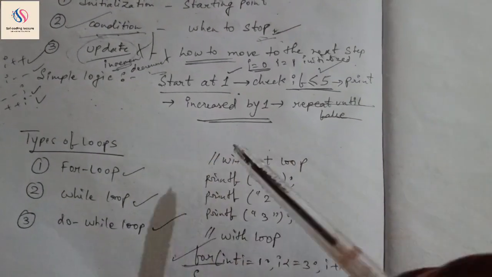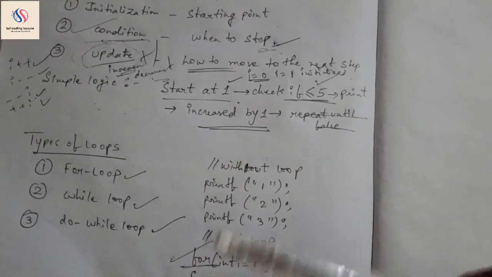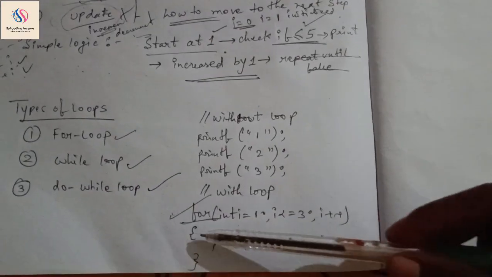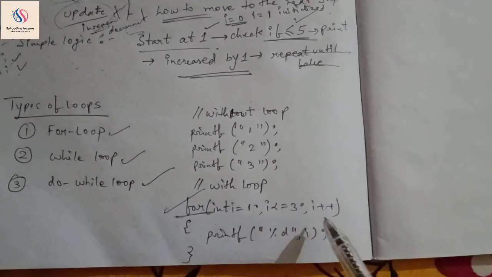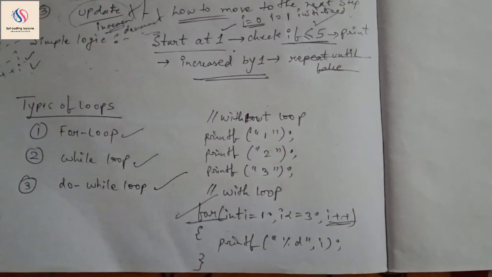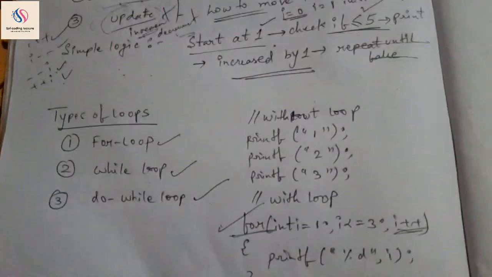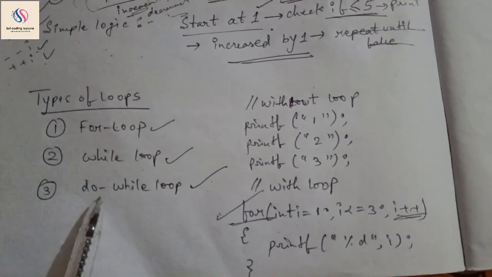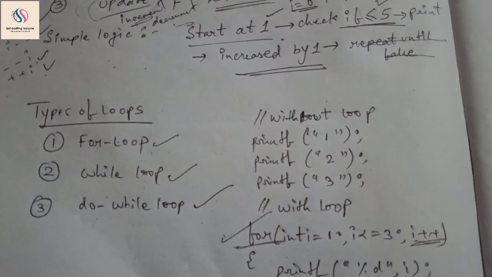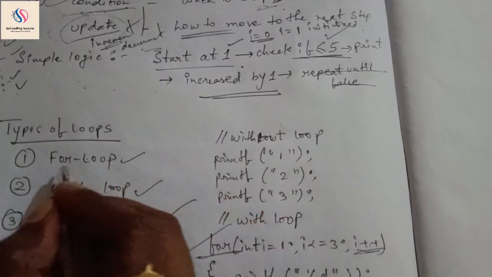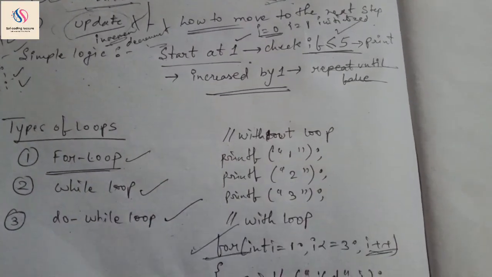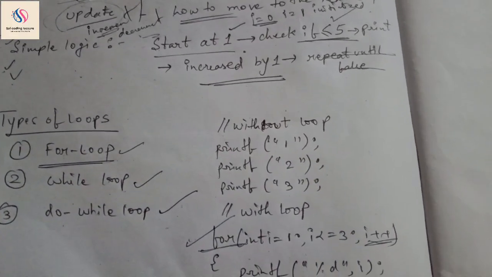So then you have to execute the statements present in this loop. Inside the curly brackets, the statements will execute one by one. Then this update, the increment, will be done, and this is how it will repeat until the condition becomes false. So this is a type of loop. There are 3 types of loop: for loop, while loop, do while loop, right? Now what is a for loop? If I say in simple words, a for loop is when you know how many times to repeat.